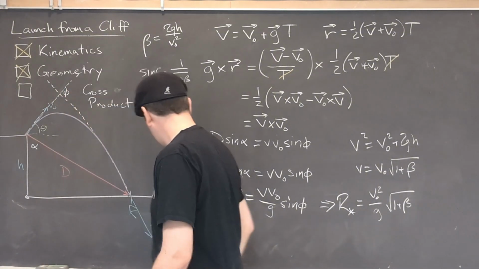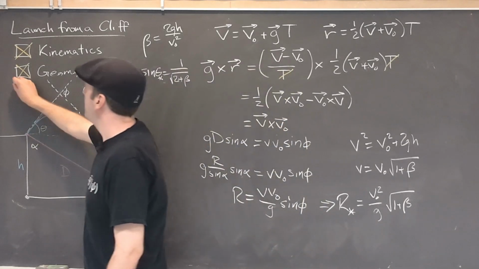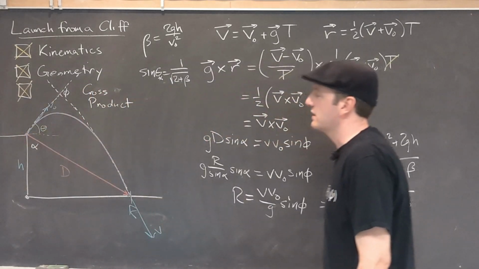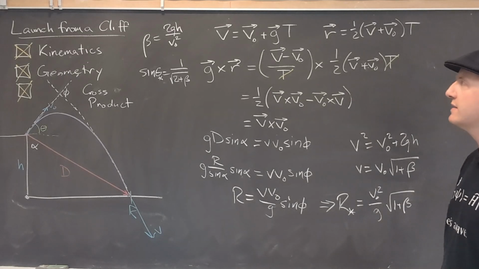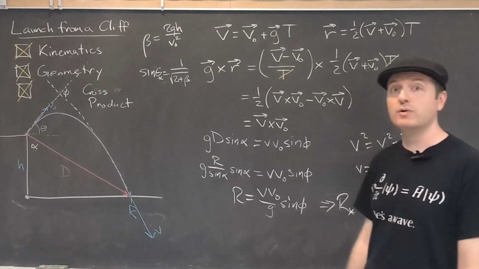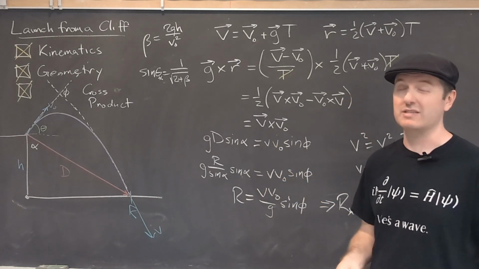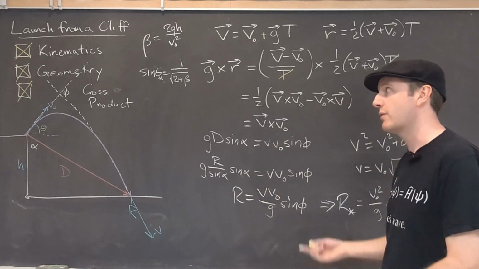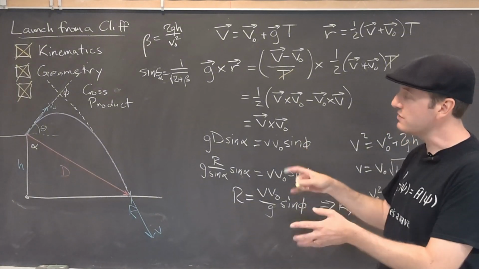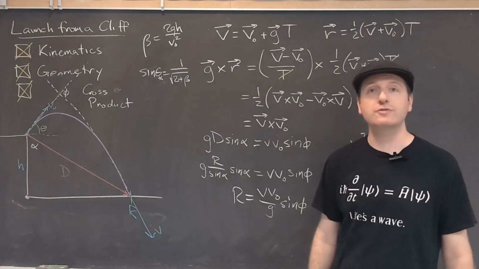So we've done it. We have found our max range for a projectile launched from a cliff in 3 different ways. The last 2 were similar, but both of them were infinitely better than trying to do this kinematically with calculus and all the messy trig that comes along with it. So there we have it, and we'll continue with this idea in future videos. QED.